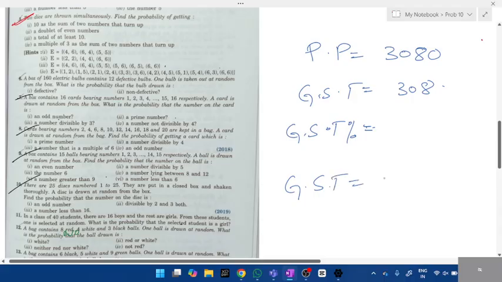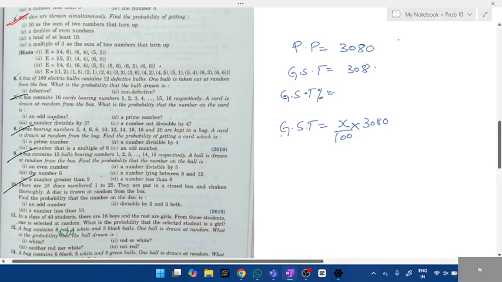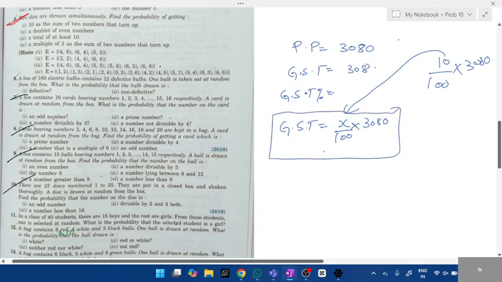GST is equal to some percent rate, X divided by 100, into 3080. This is how we calculate the GST amount. All of you will remember this formula. How did you calculate the previous question? 10 divided by 100 into 3080. In the previous question the percentage was given; here the percentage is not given. So this is the concept. Make a note of this: GST is equal to X divided by 100 into 3080.